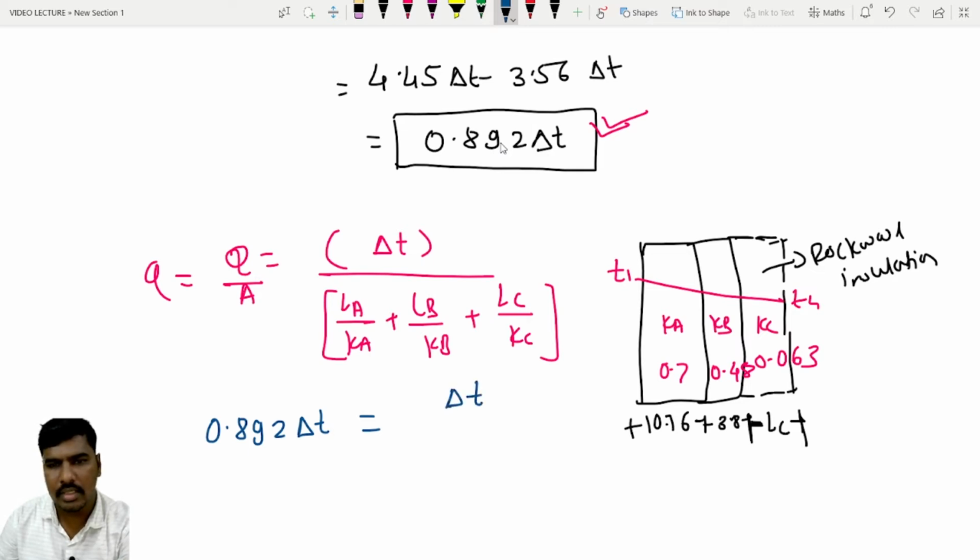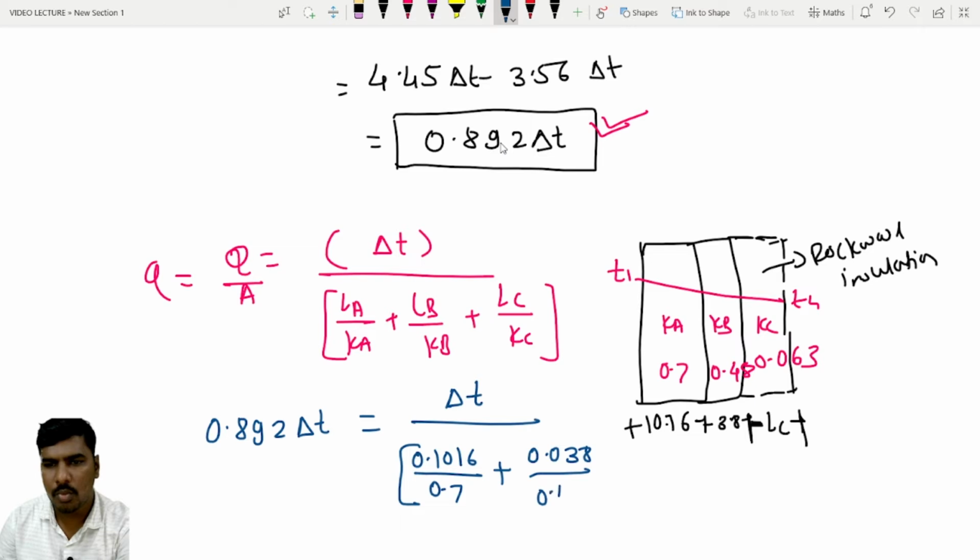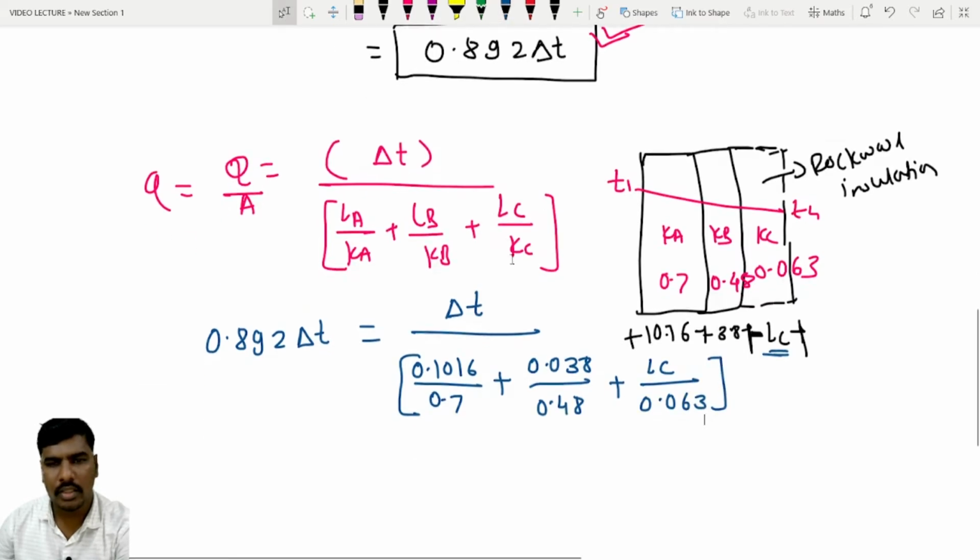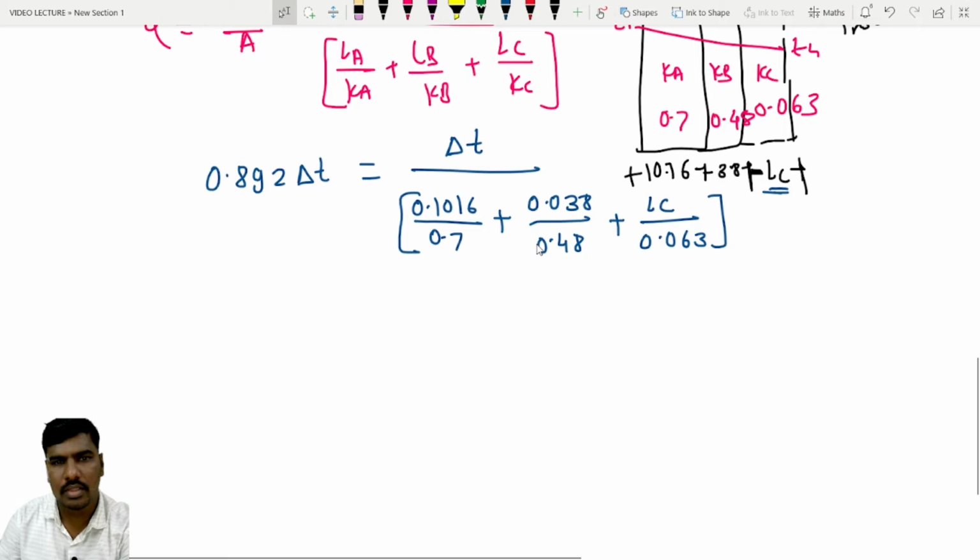Delta T I am taking as it is, divided by LA, that is 0.1016 upon the thermal conductivity of the first layer, 0.7, plus LB, that is 0.038 divided by 0.48, plus LC. The thickness of the third layer we don't know, we have to find it out, but the thermal conductivity we know, that is 0.063. So you can solve this equation: take 0.89 delta T to one side, the other to the other side, and if you solve this you will get the value of LC.